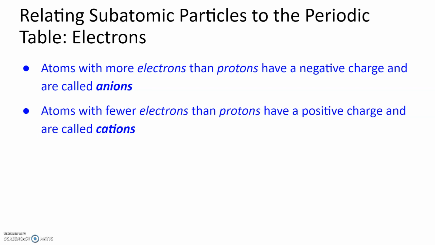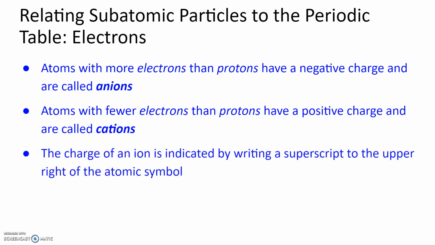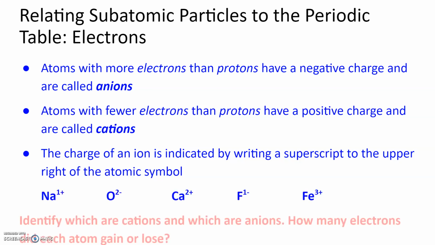Okay, so the charge for an ion is indicated by writing a superscript to the upper right of the atomic symbol. And so they look like this. What I'd like you guys to do on your student response sheet is identify which of these are cations, which of these are anions, and then identify how many electrons each one gained or lost. Please pause the video to do this, and then we will check in and go over the answers.